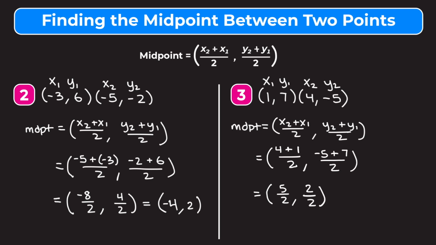And now we can't really simplify 5 over 2, we're just going to leave it as an improper fraction, so our x-coordinate is 5 over 2. And we can simplify 2 over 2 to get a y-coordinate of 1. So we get that the midpoint is (5/2, 1). So hopefully this video helped you guys understand how to find the midpoint between 2 points. You can either memorize this formula up top, or just understand that to find the midpoint, you want to find the middle of the x-coordinates and then the middle of the y-coordinates.